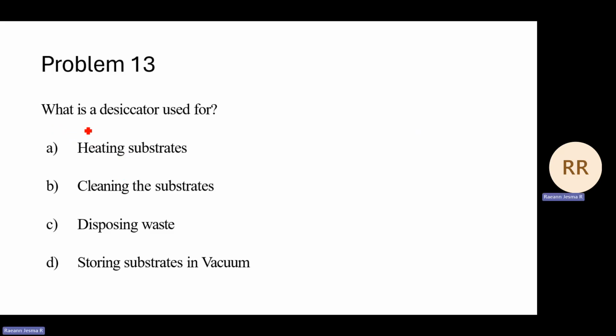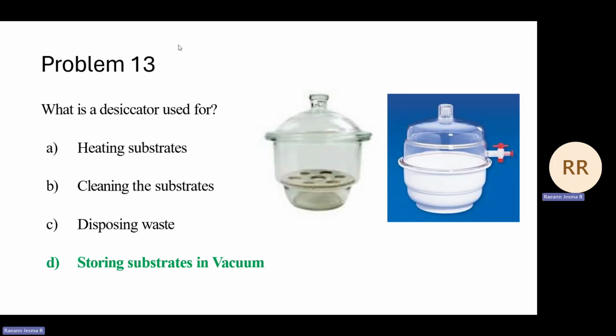What is a desiccator used for? Option A, heating substrates. Option B, cleaning the substrate. Option C, disposing waste. Option D, storing substrates in vacuum. So first, before that, do you know what a desiccator is or have you seen any desiccators? Okay, here you can see an image of a desiccator.